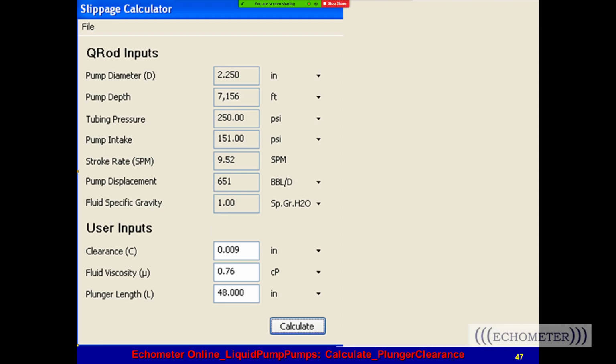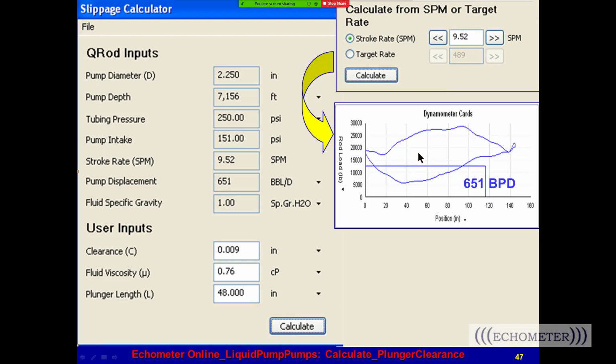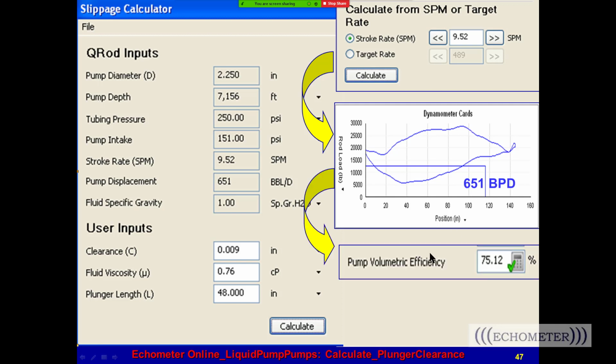You click on the calculator button next to pump efficiency, and this screen pops open, and you can enter in the pump clearances, the viscosity, and this is defaulted, and the plunger length. And then when you say calculate, at the same target speed you're going to operate the well at, it'll calculate a surface dynamometer card that says, well, this is 650 barrels per day.